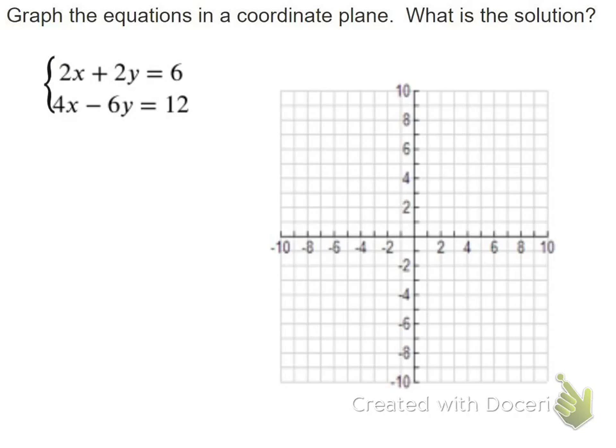So I have these equations, and it tells me to graph them, but I can't graph them yet. Why can't I graph them yet? Toby? The y's are not by themselves. Yeah, the y needs to be by itself in order to be in slope-intercept form.